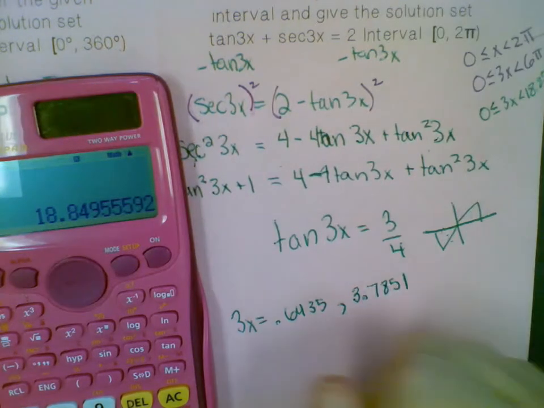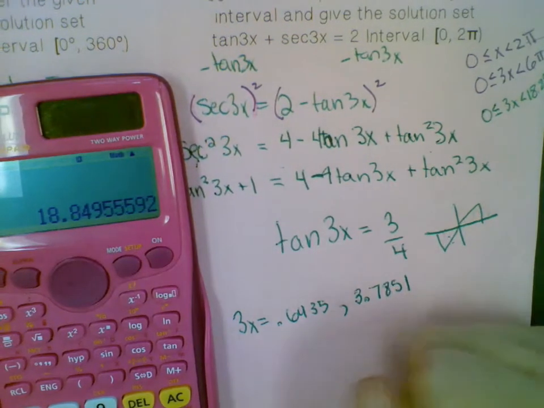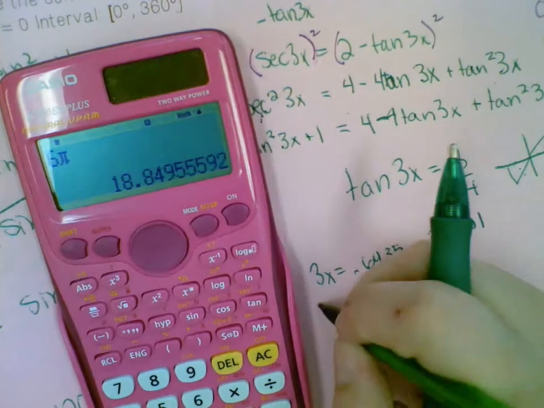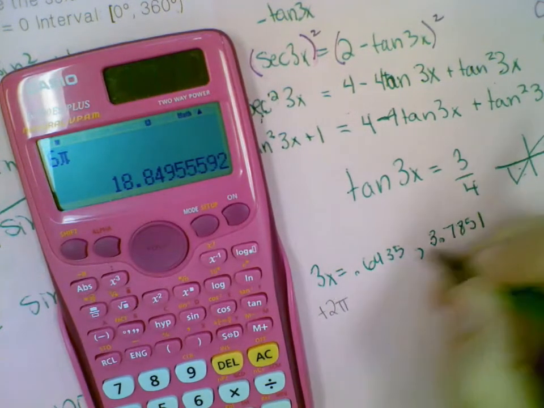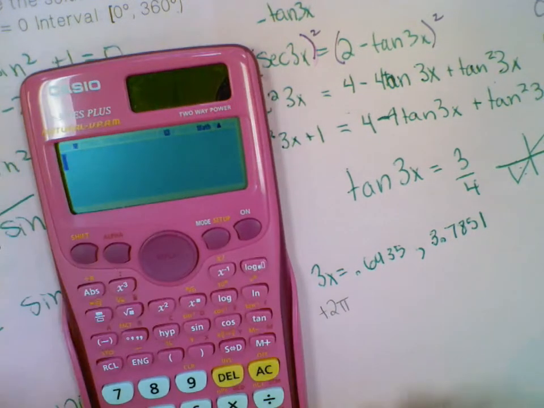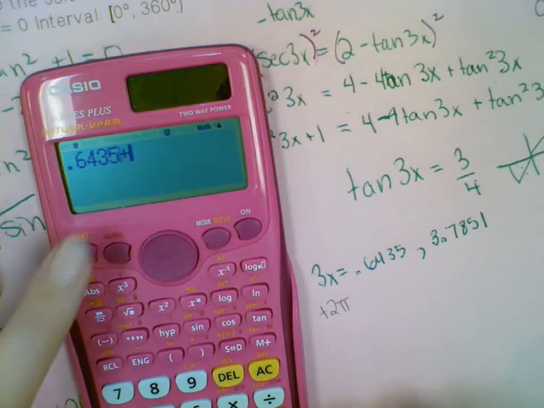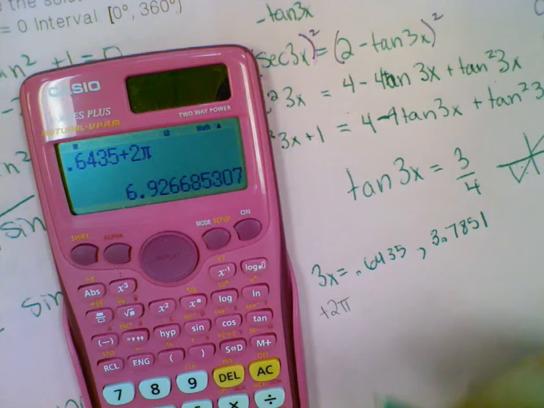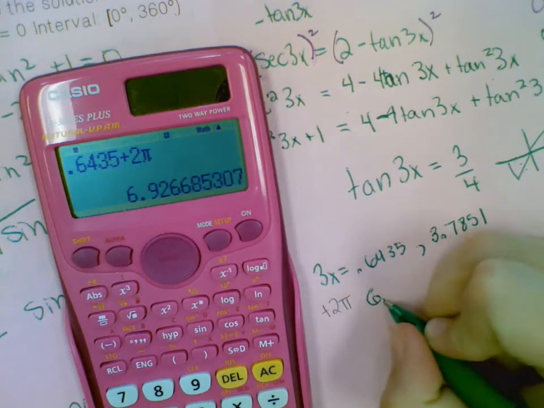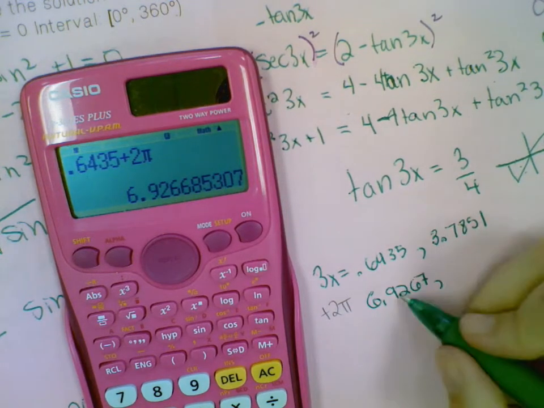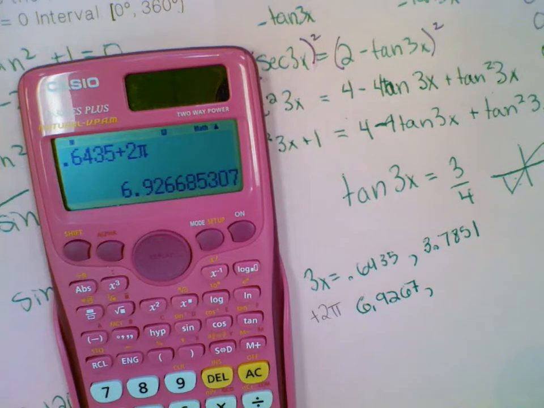So remember, that's like adding 360. We're going around and around and around. So first I'm going to add 2 pi to my answers that I have. So 0.6435 plus 2 pi gives us 6.9267. So I'm still under 18, so I'm going to add 2 pi again.